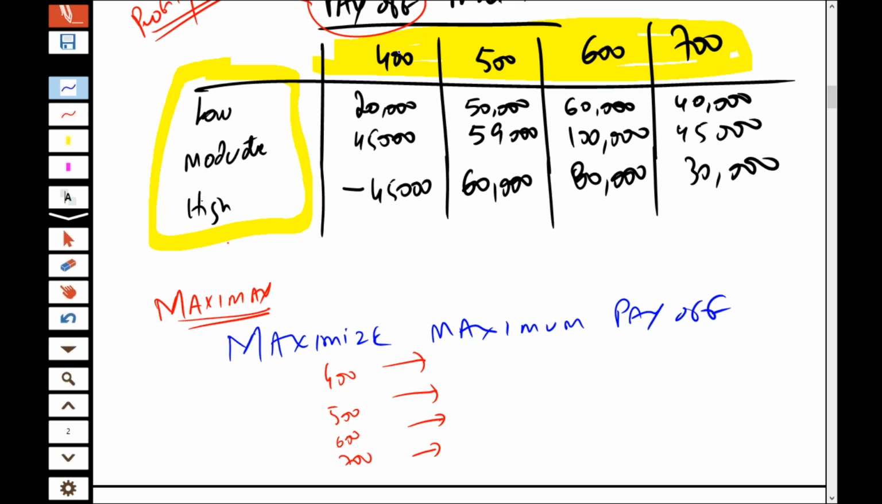If I establish on the basis of 400, the maximum payoff that could be earned is 45,000. On the basis of 500, the maximum payoff that could be earned is 60,000. On the basis of 600, the maximum payoff that could be earned is 100,000. And on the basis of 700, the maximum payoff that could be earned is 45,000. The technique of Maximax tells us that you have to maximize the maximum payoff. So you have identified the maximum payoffs from each. Now you need to maximize it.